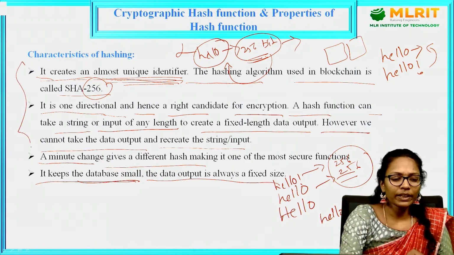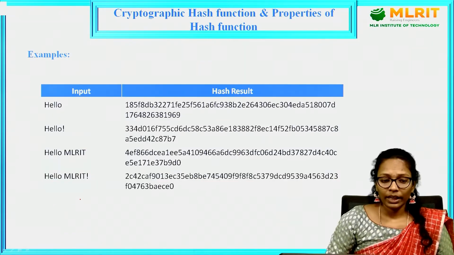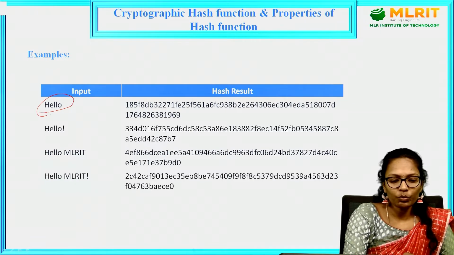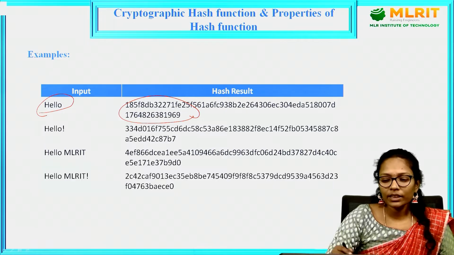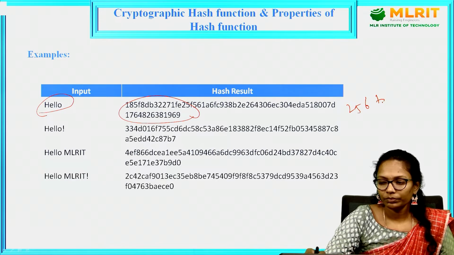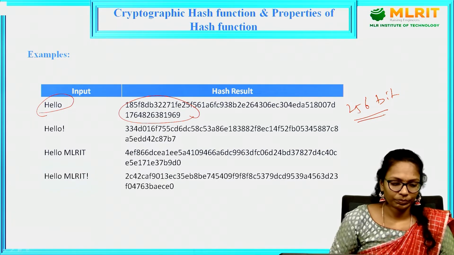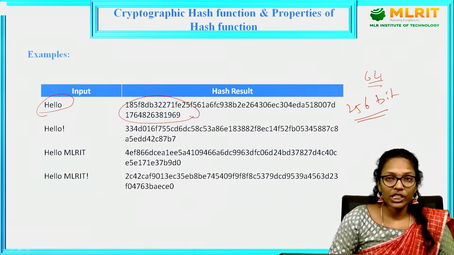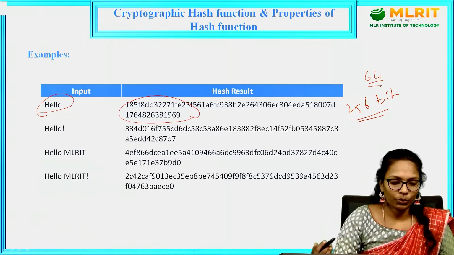So these are all different characteristics of a hash function. And coming to the examples, we have an input called hello. For this, the hash result is this one. This is actually 256 bits, but it will be represented in terms of 64 characters. So each character will be divided into 4 bits.